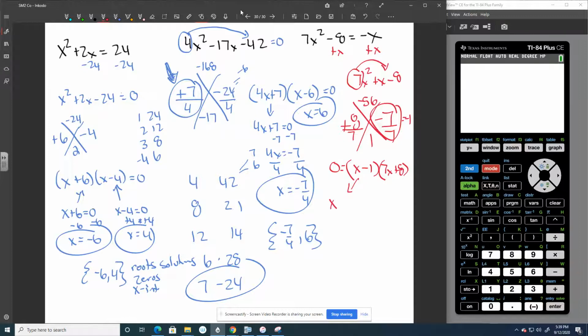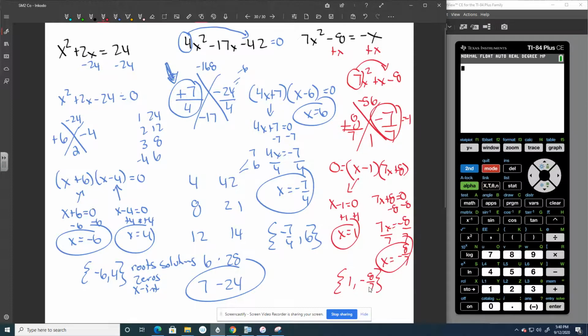So for this one to be 0, we add 1 to both sides. X is equal to 1. For this one to be 0, 7x plus 8 equals 0. So I minus 8 minus 8. 7x equals negative 8. Divide by 7. X equals negative 8/7. So my solution set, my zeros are 1 and negative 8/7. Those are my zeros. Those are my x values that make my y 0.